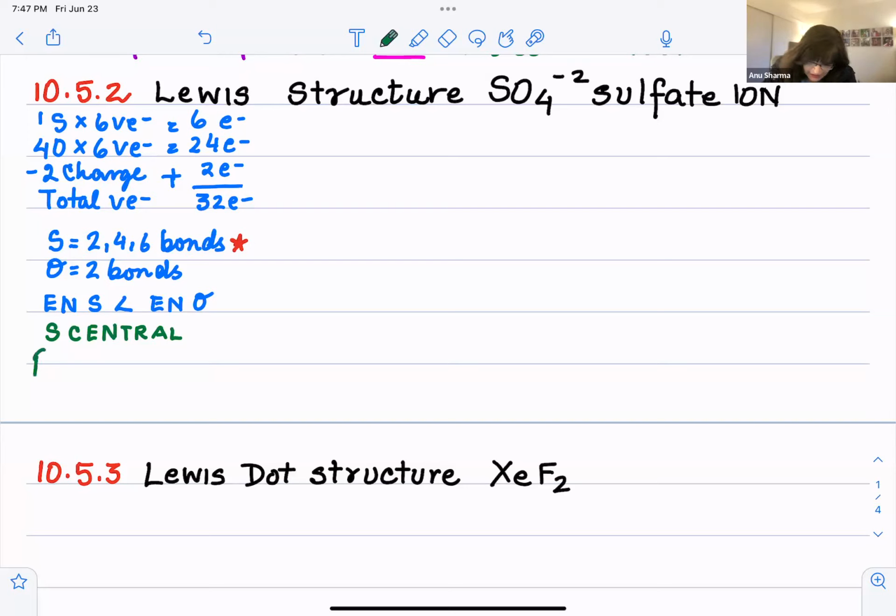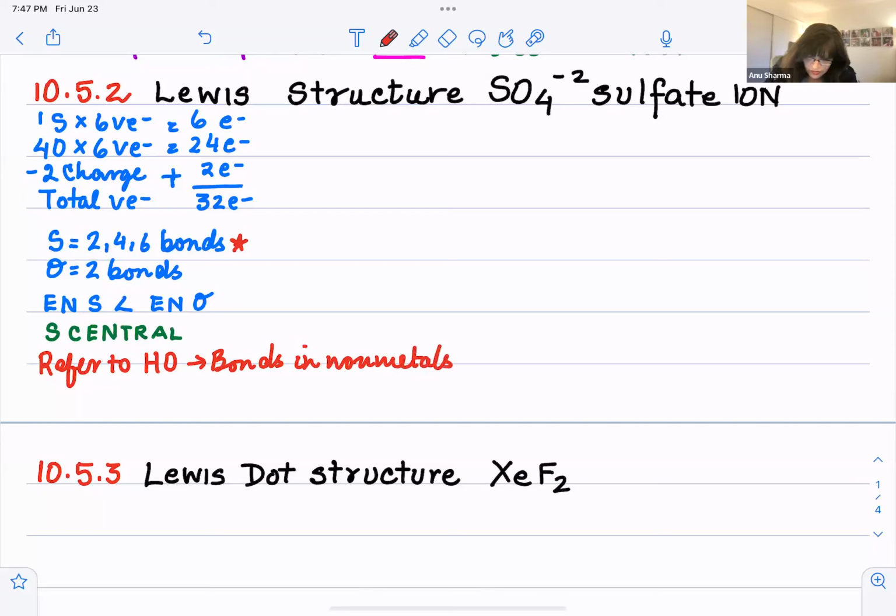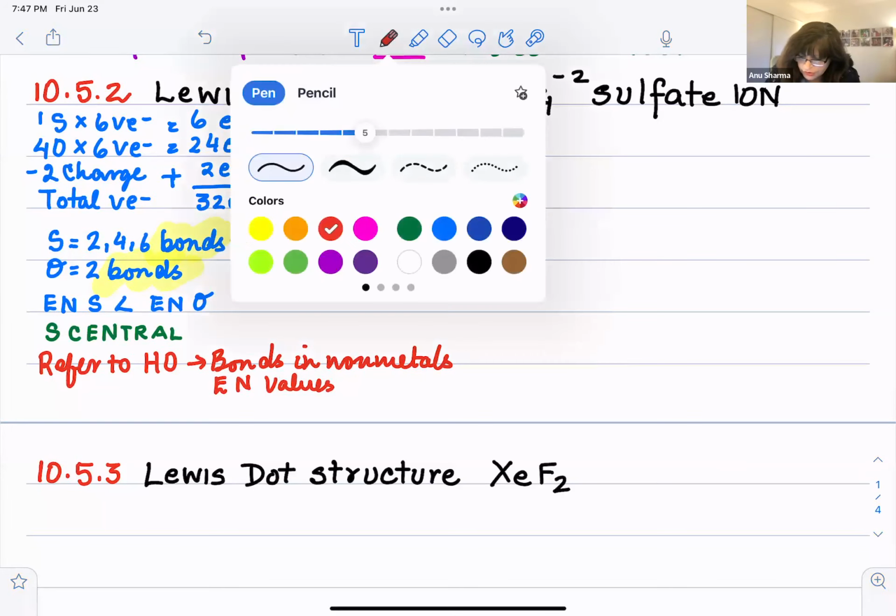Where is that? Again, refer to the handout for the bonding in non-metals. That will give you an idea, and then you will also have to look at the electronegativity values and trends, and keep that flexible. The ability to make bonds always gets the priority, because that's what you're doing in Lewis structures: making bonds.